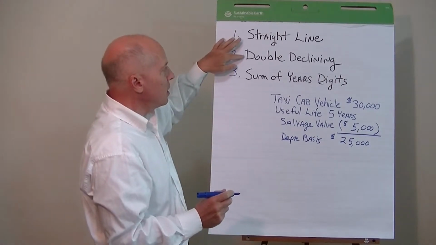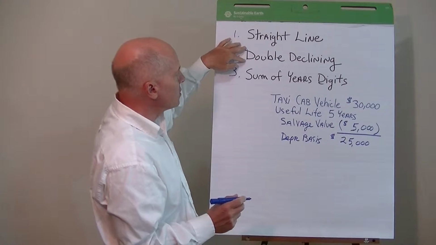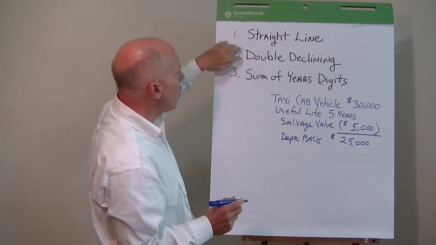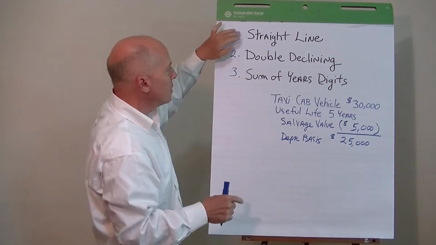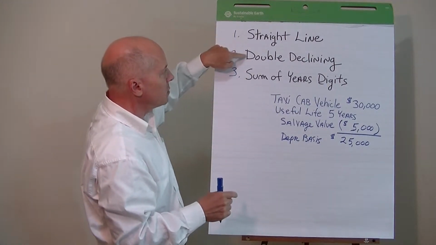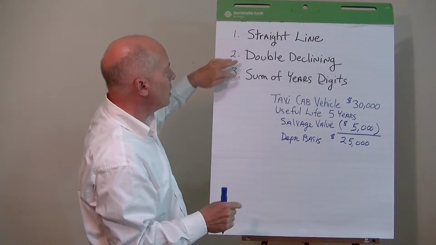Under the double declining method, by the way, we'll ignore salvage value so we can really accelerate the write-off, and we will take into account salvage value under sum of years digits. So these methods are a little bit different. The salvage value is excluded here, and it's included here and here.